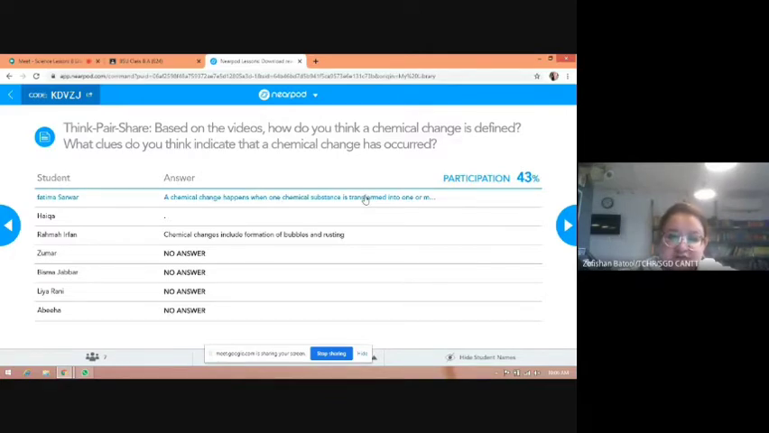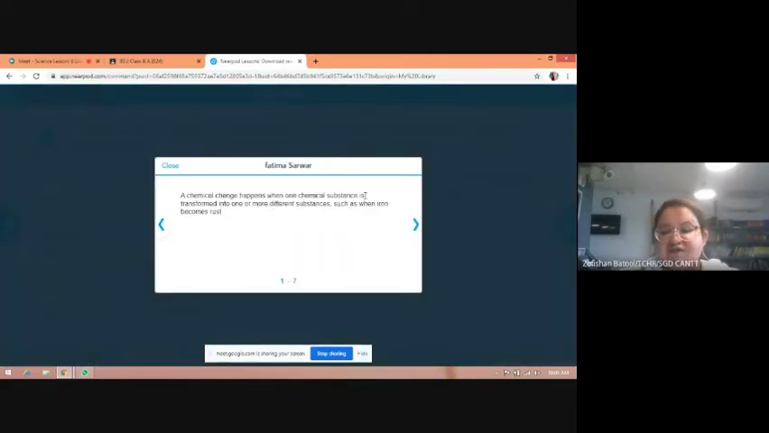Alright, so Fatma is saying that a chemical change happens when one substance is transformed into one or more different substances. Yes, exactly. For example, when iron rusts. See, rusting of iron is which chemical reaction? The iron is going to react with oxygen and it's going to form iron oxide.